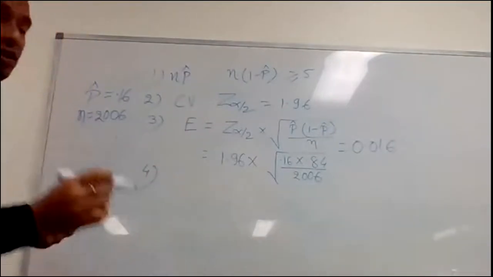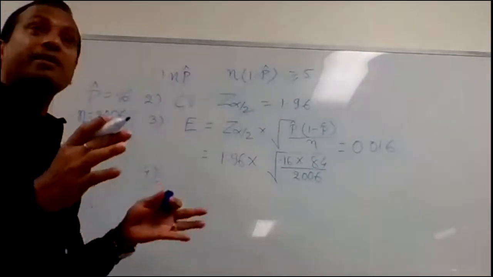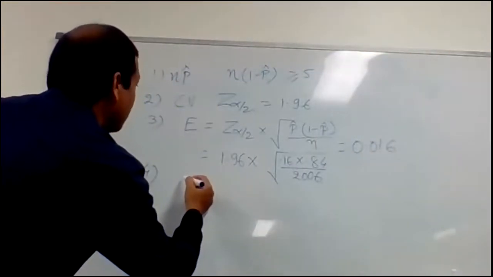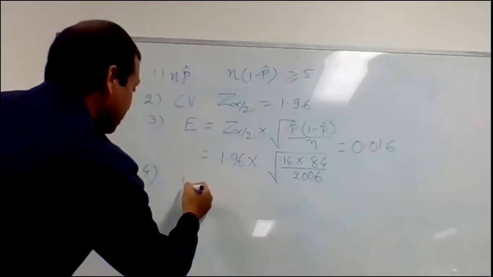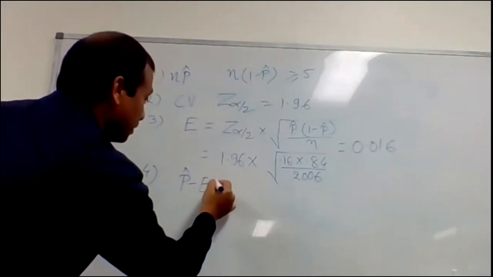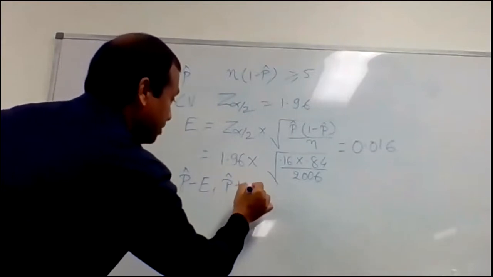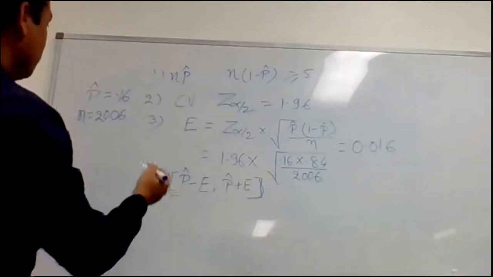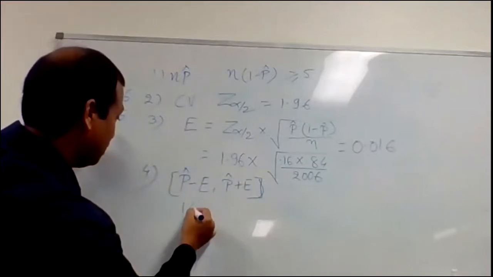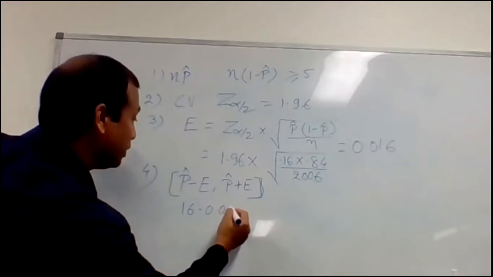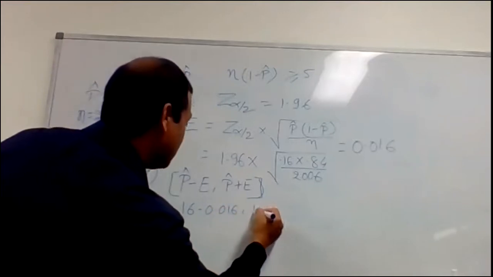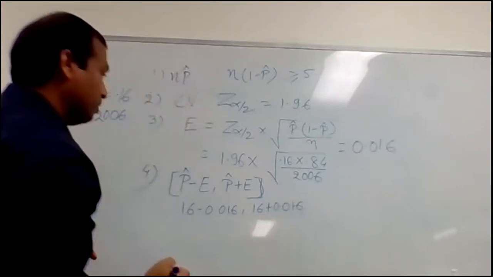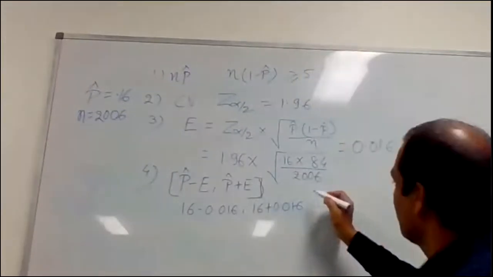Step number 4 is you need to find out the answer, like find the confidence interval. So you know the interval is P hat minus E, P hat plus E. That is your confidence interval. So what is P hat? 0.16 minus 0.016, and 0.16 plus 0.016. So what is the interval you will get?